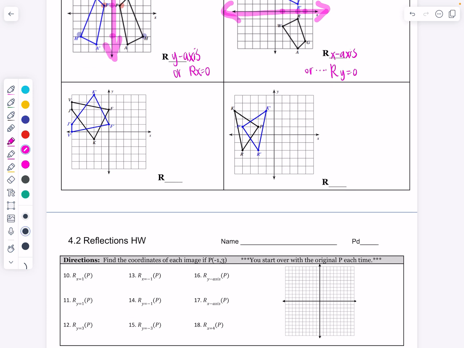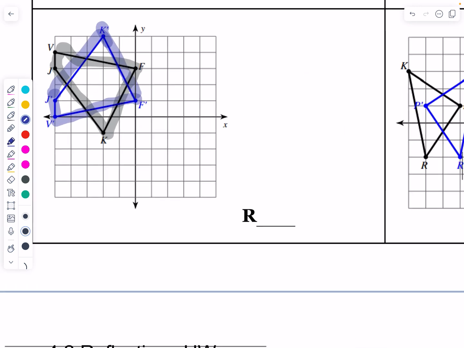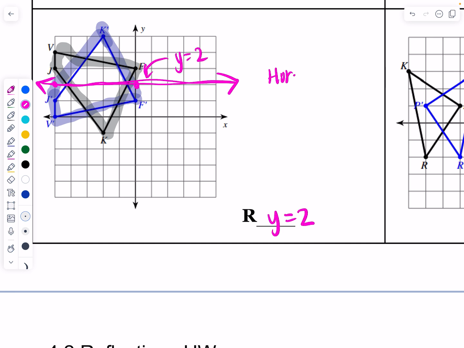All right, this one's a little bit harder because we have this shape that's in black that is being reflected to this shape that's in blue. Well, we got to find the middle of the line. And so you're going to look at the letters. What's between J and J prime? This one. What's between F and F prime? This one. So what is the equation of this line? This line right here. Well, it's a horizontal line. Horizontal. And so we say horizontal lines are going through the y-axis. Where is it going through the y-axis? It's going through the y-axis at 2. So this is a reflection across the line y equals 2.